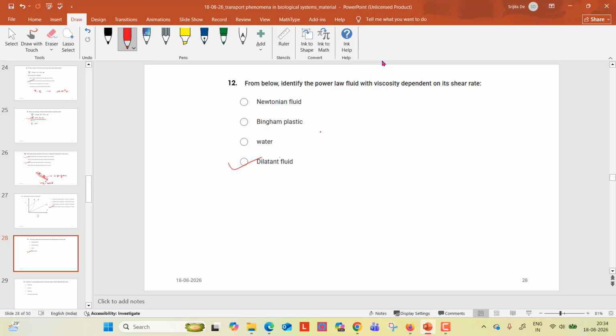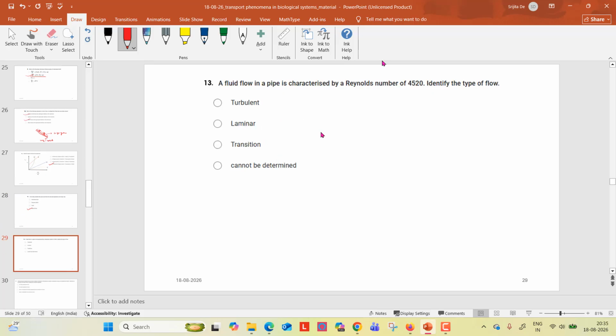Okay. Next. A fluid flow in a pipe is characterized by a Reynolds number of 4520. Identify the type of flow. So I have told you that for pipe flow only, the regime is defined like for laminar it is less than 2000, and for turbulent it is greater than 4000. So it is 4520, so it is obviously turbulent.